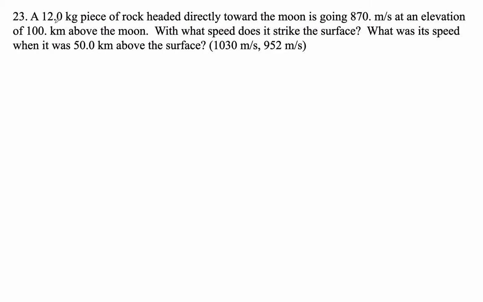Okay, so we've got this piece of rock, and when it's 100 kilometers above the moon, it's going 870. And now we want to know what its speed is when it's 50 kilometers above the surface. So my original, I'll call it R1, is 100 kilometers above the surface of the moon. We have to figure out the distance from the center. So I'm going to go 100 kilometers plus 1.737 times 10 to the 6th, and that is 1.837 times 10 to the 6th meters. So that is my original radius.